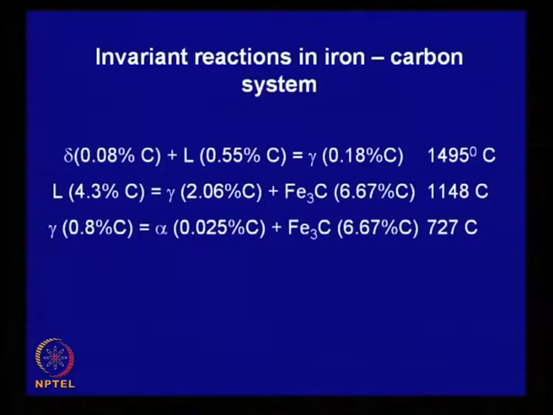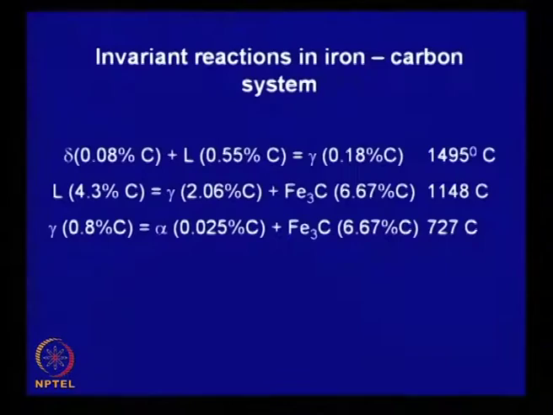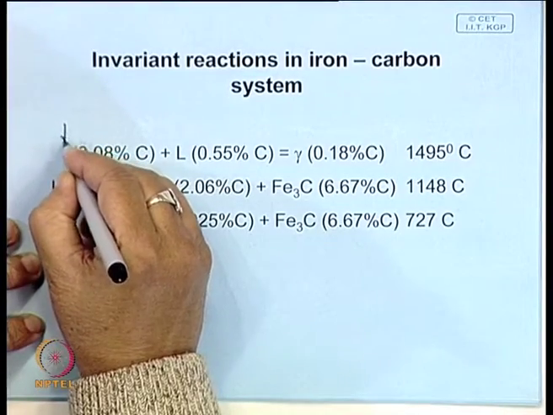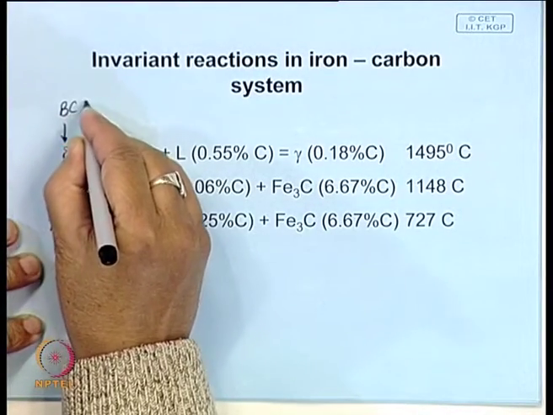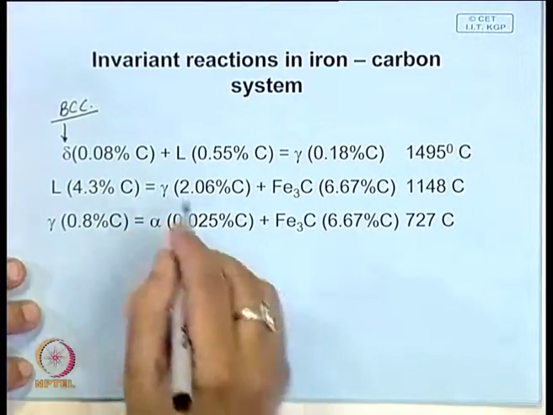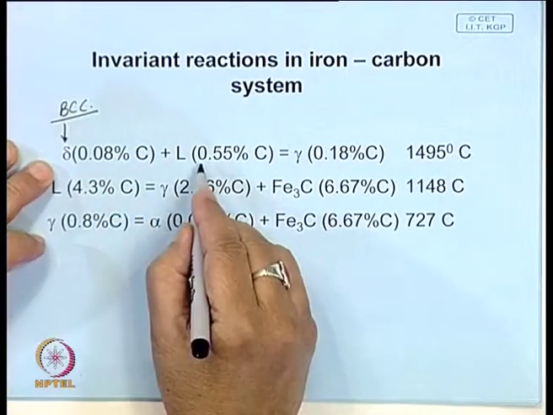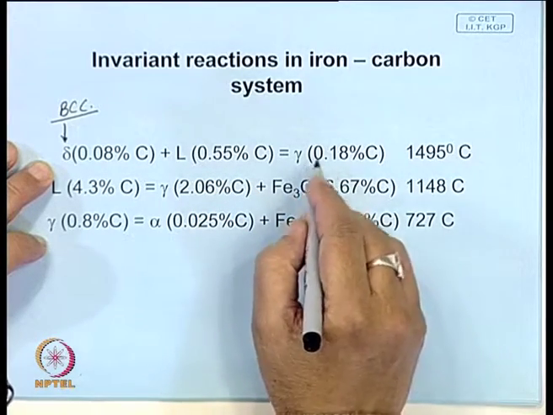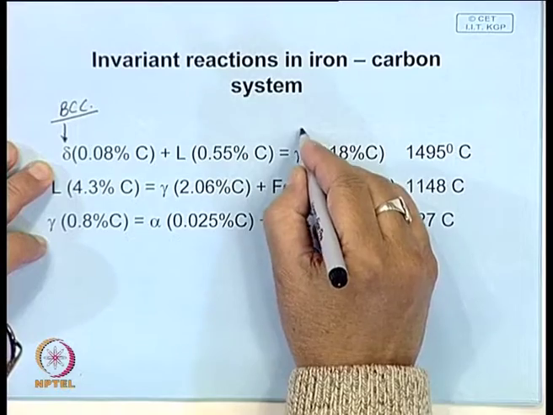in the iron carbon diagram, you will have 3 invariant reactions which are listed in this slide. So, these are the 3 invariant reactions. You look at here, phase delta is BCC, and if I look at it here, this is the first phase which comes out, this is body centered cubic, and here this delta reacts with a liquid and will give you austenite. This is called gamma.